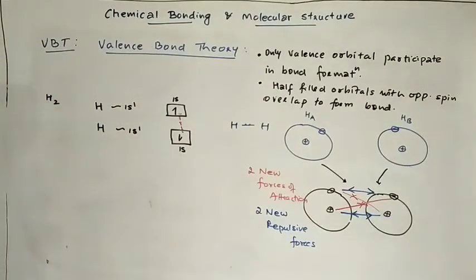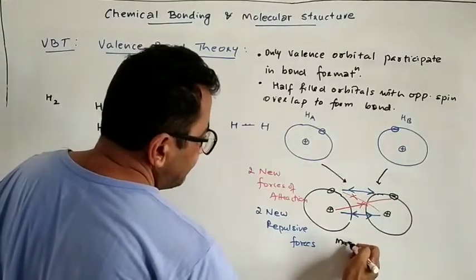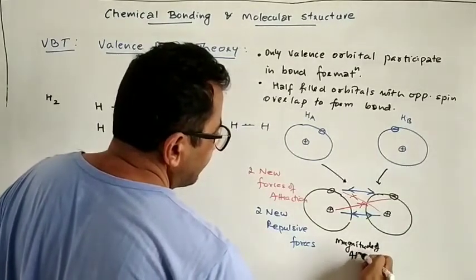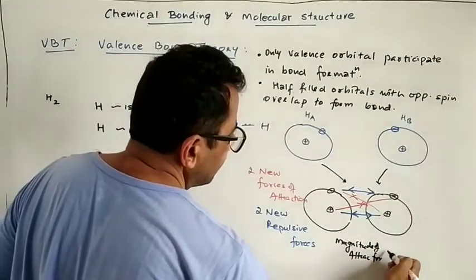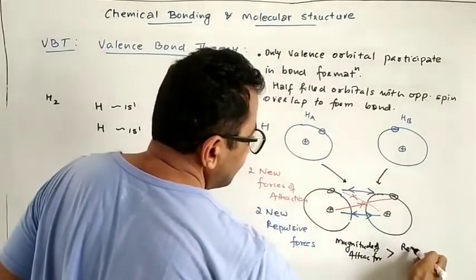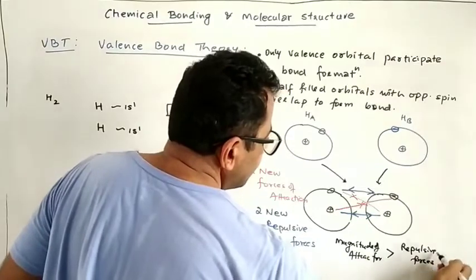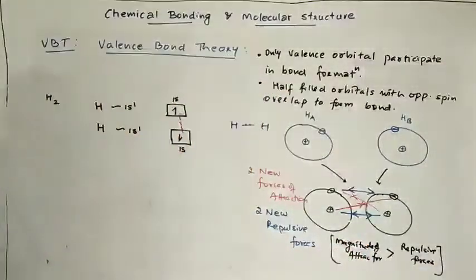Now why is the bond formed? The bond is formed because the magnitude of attractive forces is more than repulsive forces. Then only the bond is formed. That's why the bond is formed.